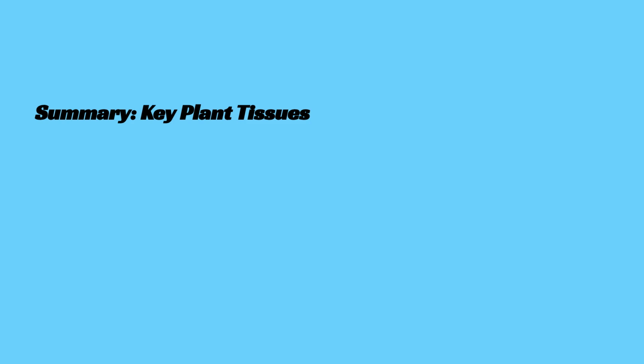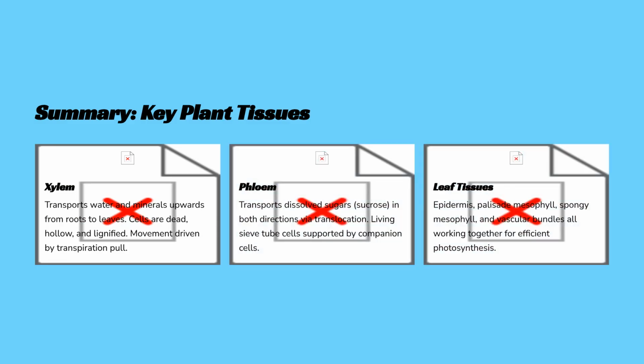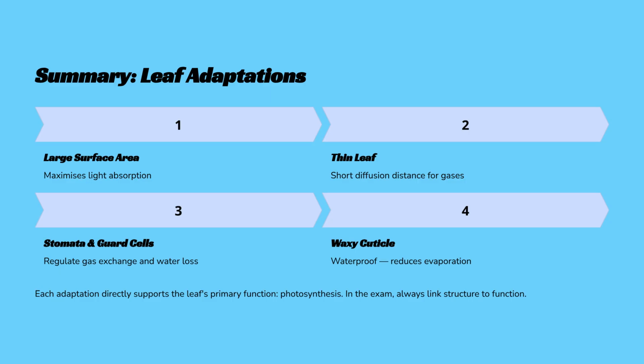This scene summarizes the key plant tissues. Xylem transports water and minerals upwards in dead, lignified cells by transpiration pull. Phloem transports dissolved sugars in both directions via translocation, using living sieve tube cells. Key leaf adaptations include large surface area for light absorption, thin structure for short gas diffusion distance, and stomata and guard cells to regulate gas exchange and water loss. The waxy cuticle reduces evaporation.